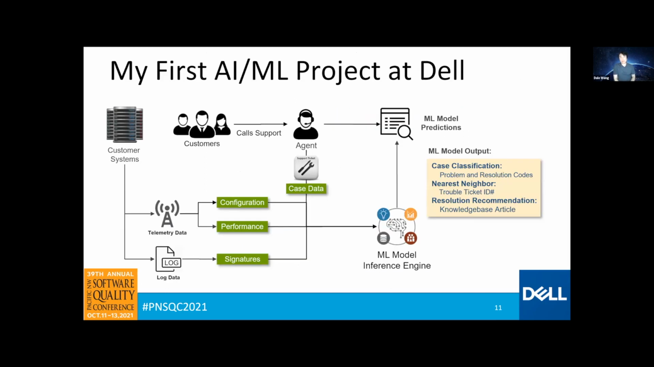So this is a slide that talks about my first AI/ML project at Dell. Everything here you kind of saw before, right? We're taking in information from the customer system, and here I'm showing what telemetry is. The configuration is what's the model of the infrastructure, what's the OS version, or what's the software version of the application running on the infrastructure, how many disks it has, what kind of CPU it has, that kind of configuration of the system.